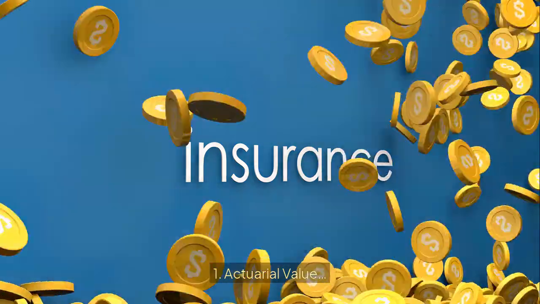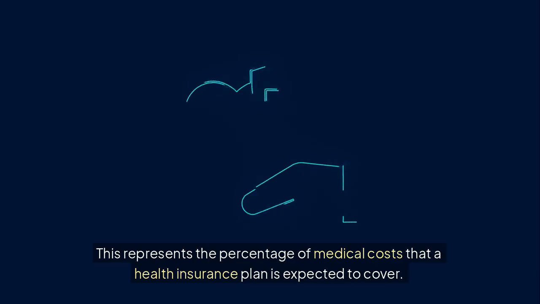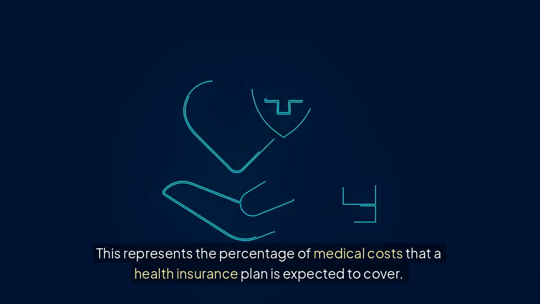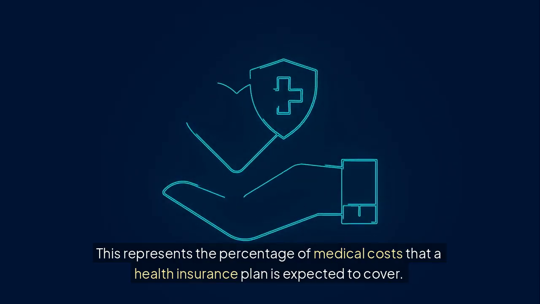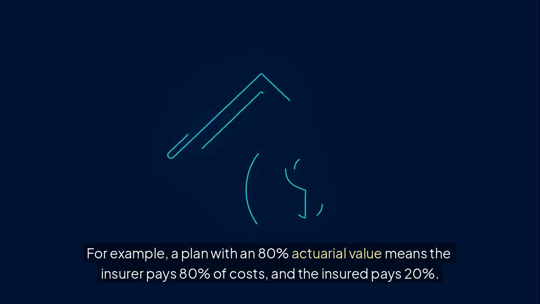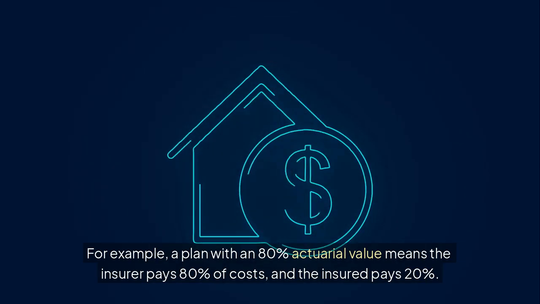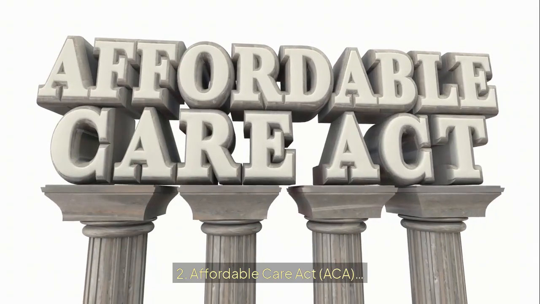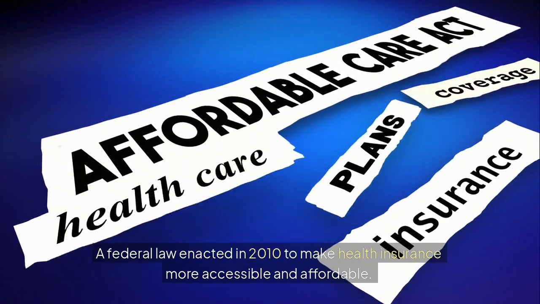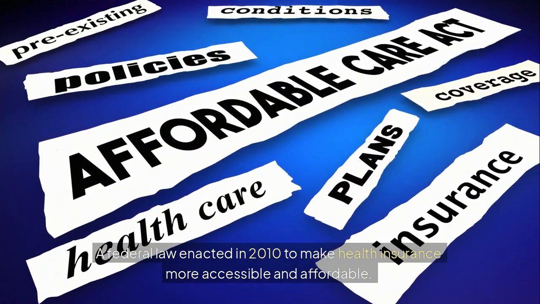1. Actuarial value. This represents the percentage of medical costs that a health insurance plan is expected to cover. For example, a plan with an 80% actuarial value means the insurer pays 80% of costs and the insured pays 20%.